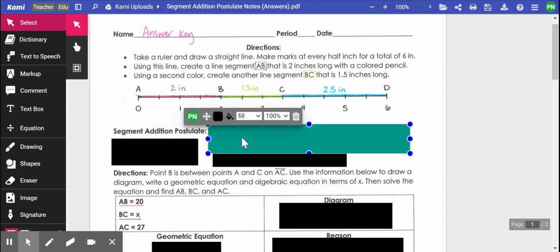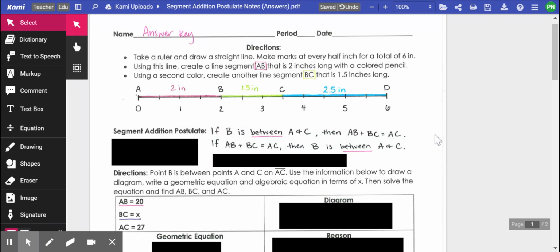So the formal definition says if B is between A and C, then AB plus BC equals AC. And we can also say that in reverse. So if AB plus BC is equal to AC, then B is going to be between A and C.